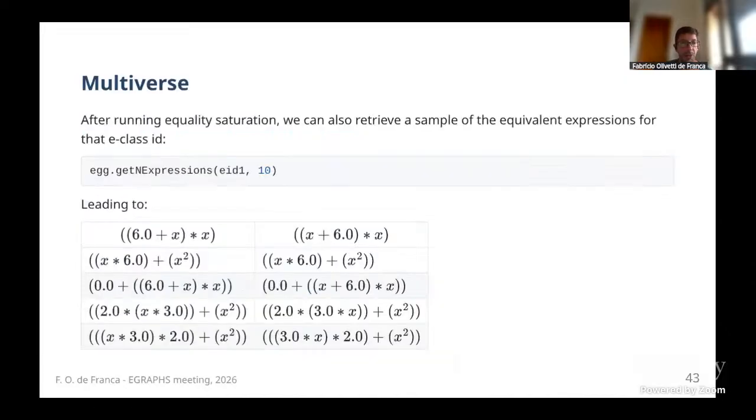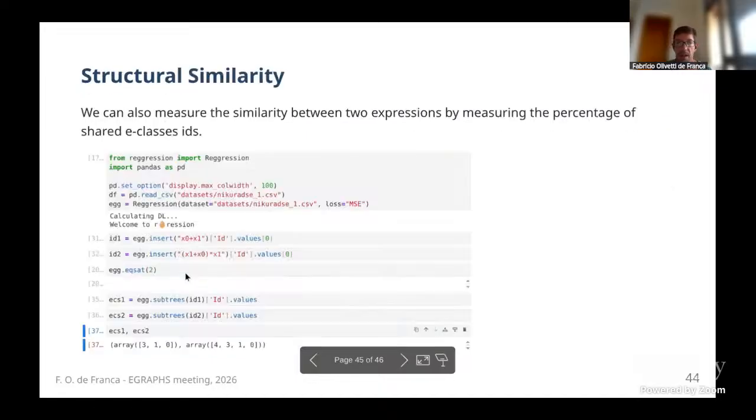Another thing that I can do is get the n equivalent expressions for that particular e-class ID. So it's going to return, in this case, the 10 expressions that can be extracted from this e-class ID. So we can see all the equivalent ones here: 6 plus x times x, x times 6 plus x squared, and etc.